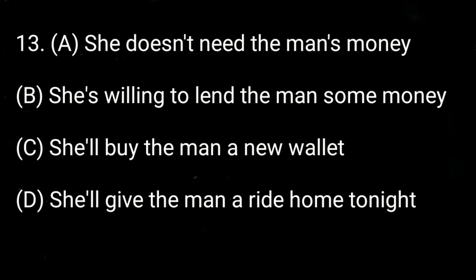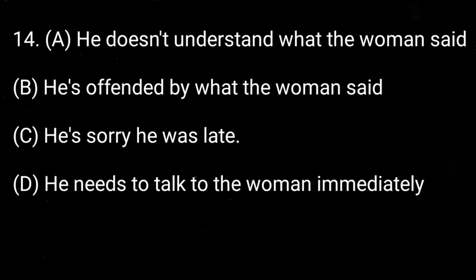Number 13. How could I be so absent-minded? I left my wallet at home again. It just so happens I have $20 I don't need until tonight. What does the woman mean? Number 14. I wish you'd try harder to be on time. There's no need for you to talk to me like that. What can be inferred about the man?